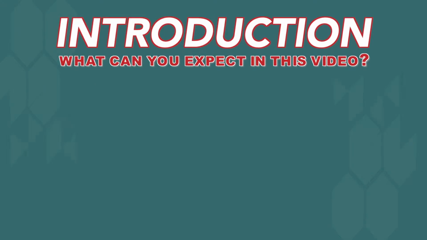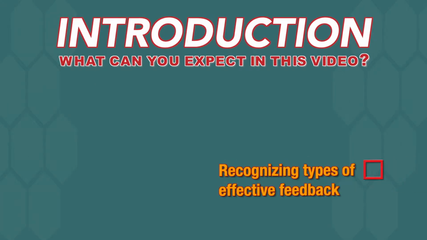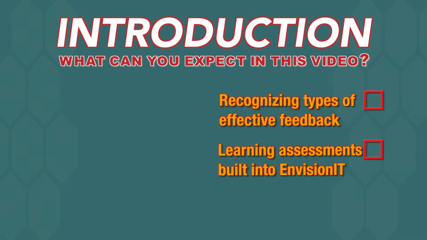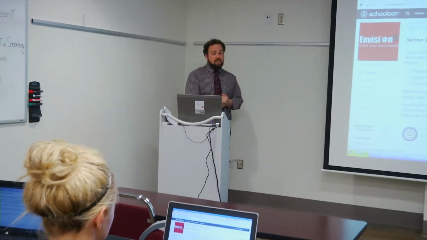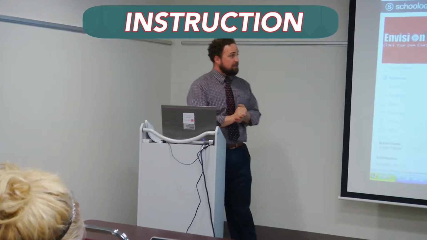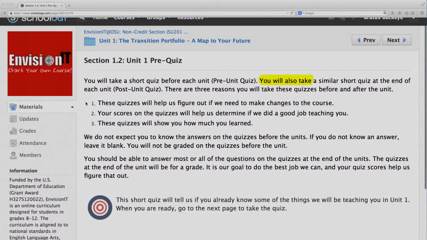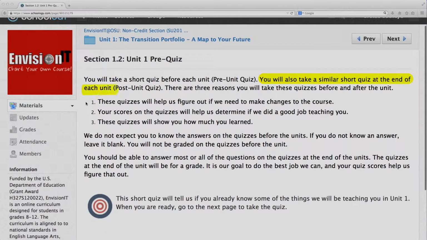By the end of this video, you should be able to recognize 2 or more types of effective feedback to support student growth and achievement in your classroom, and name 2 types of assessments that are built into the Envision It curriculum. You'll take a short quiz before each unit. It's called the pre-unit quiz. You'll also take a similar short quiz at the end of each unit that we'll call the post-unit quiz.